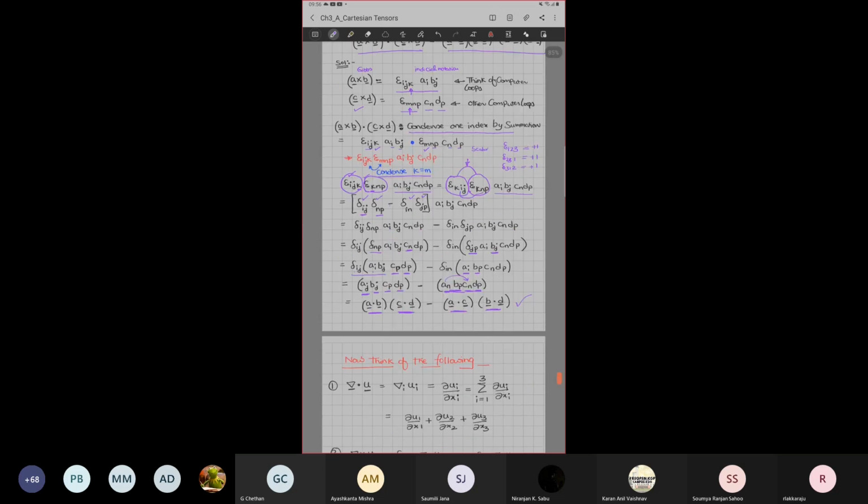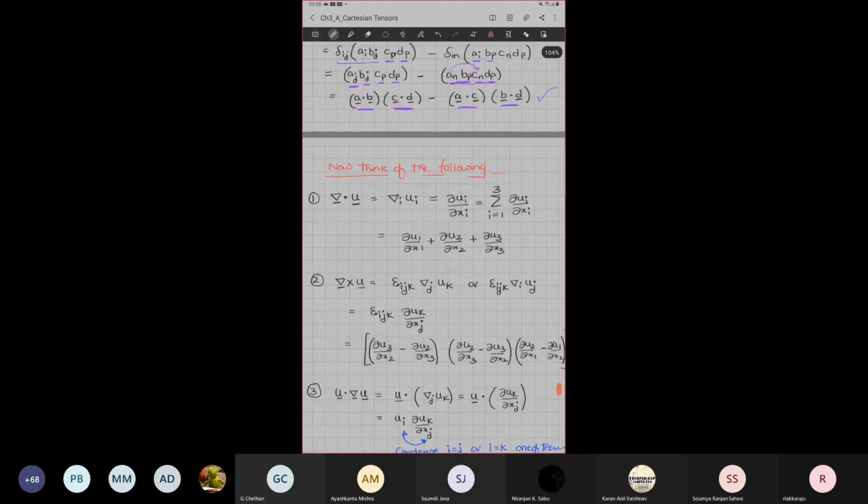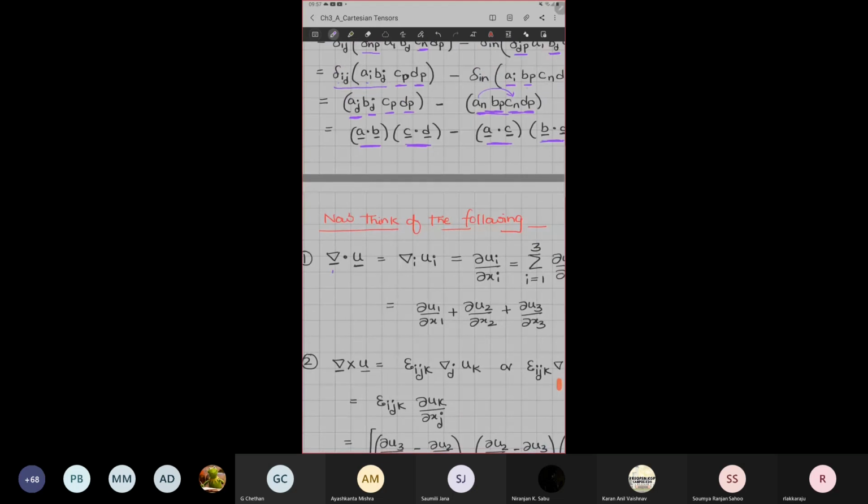Fine. Now let us think of one simple example. There is something like a divergence operator or gradient operator, delta. Are you familiar with this operator delta? Hello, is there a person who is not comfortable? Hello, are you aware of this operator? Gradient, Nabla. Yes, sir. Is there any person who is not familiar with this operator? Okay, wonderful. So what is this delta dot u? That we would like to really see.